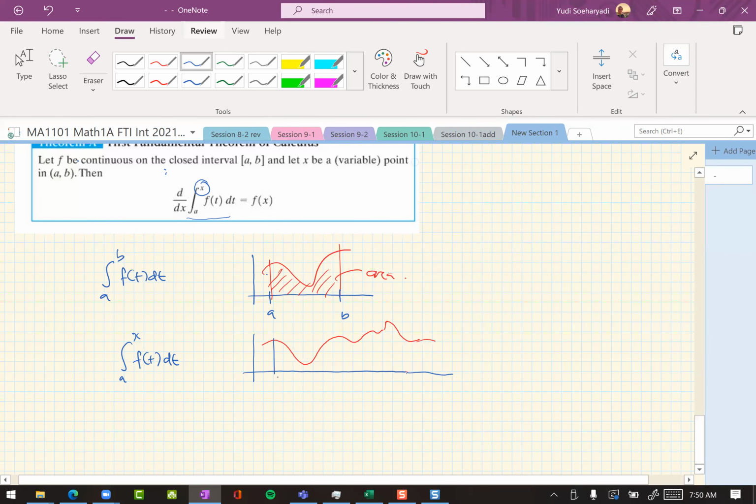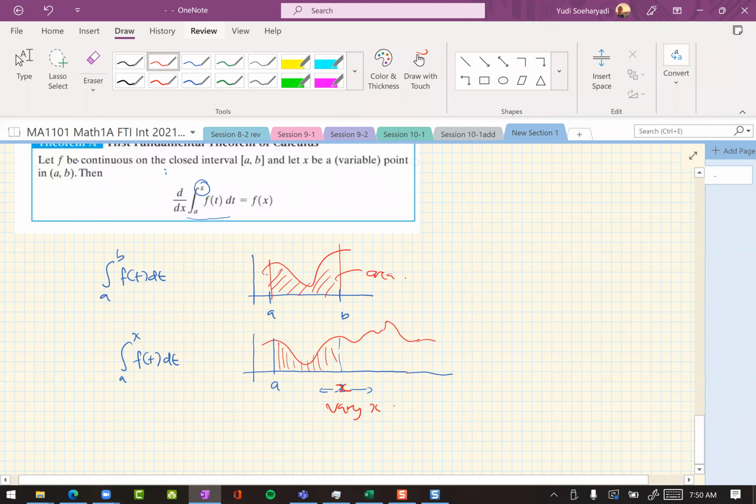So this is A, still A. This is just X now. And X can move around. So this, the area, this is this area. But then you can move X to the right or to the left, because this X is variable. So vary the X, left and right.